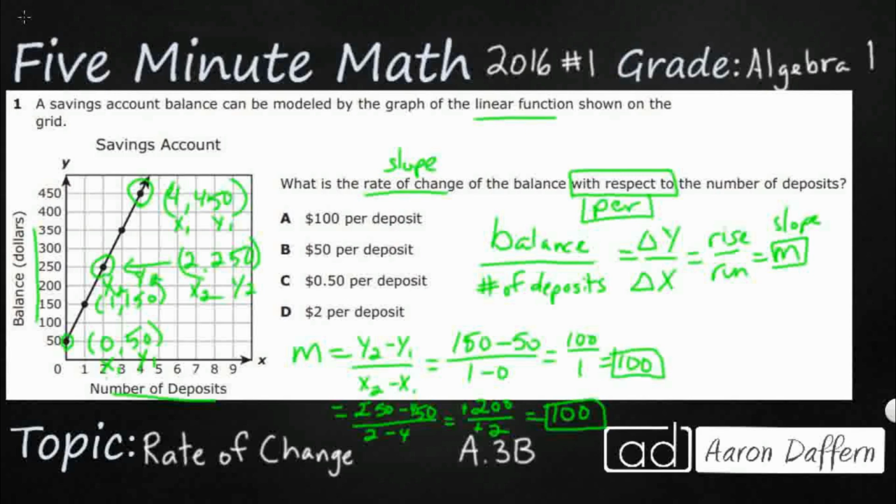And since these are spaced 1 apart, right, you could have just looked up and said, how high is this going? From 250 to 350, plus 100, and that's just over 1. So you could have just visually looked at that and said, it's 100 over 1 each time. Going up 100 over 1, 100 over 1. So my answer here is A.